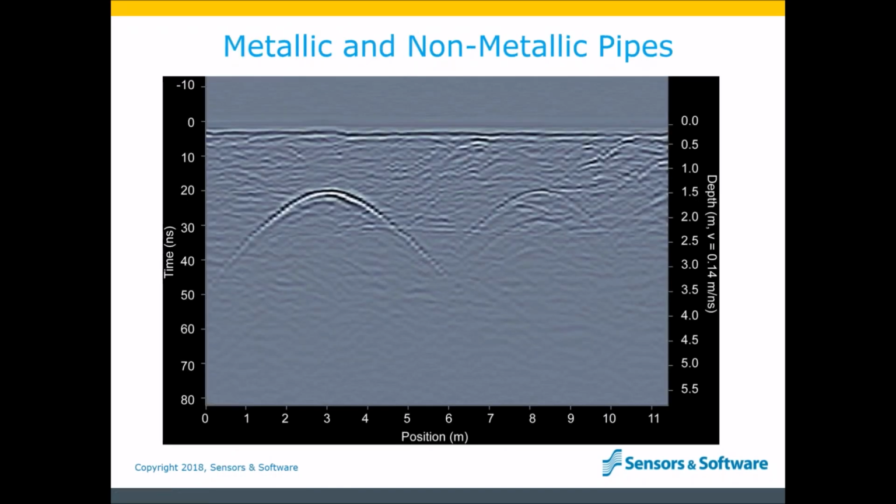Another factor is the material composition of the pipe. Metallic pipes reflect better than non-metallic pipes. Having said that, a major advantage of GPR is the ability to detect non-metallic utilities. In the example below, there are two pipes buried at the same depth with the same diameter. Obviously, the one on the left is stronger because it's metallic, but the one on the right is still detectable, albeit weaker.